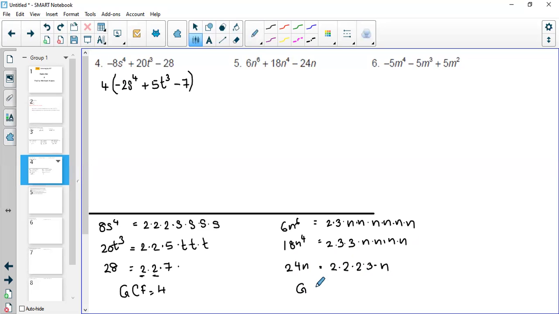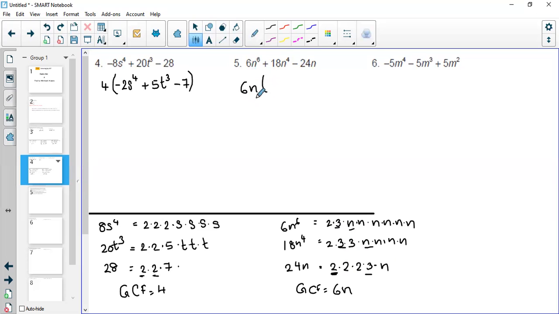So let's find the common pair here. So we have a 2 common, and then we have a 3 common, so that's 2 multiplied by 3, that's a 6, and then we have an n common, so the GCF is 6n. So write the GCF and then keep dividing them.